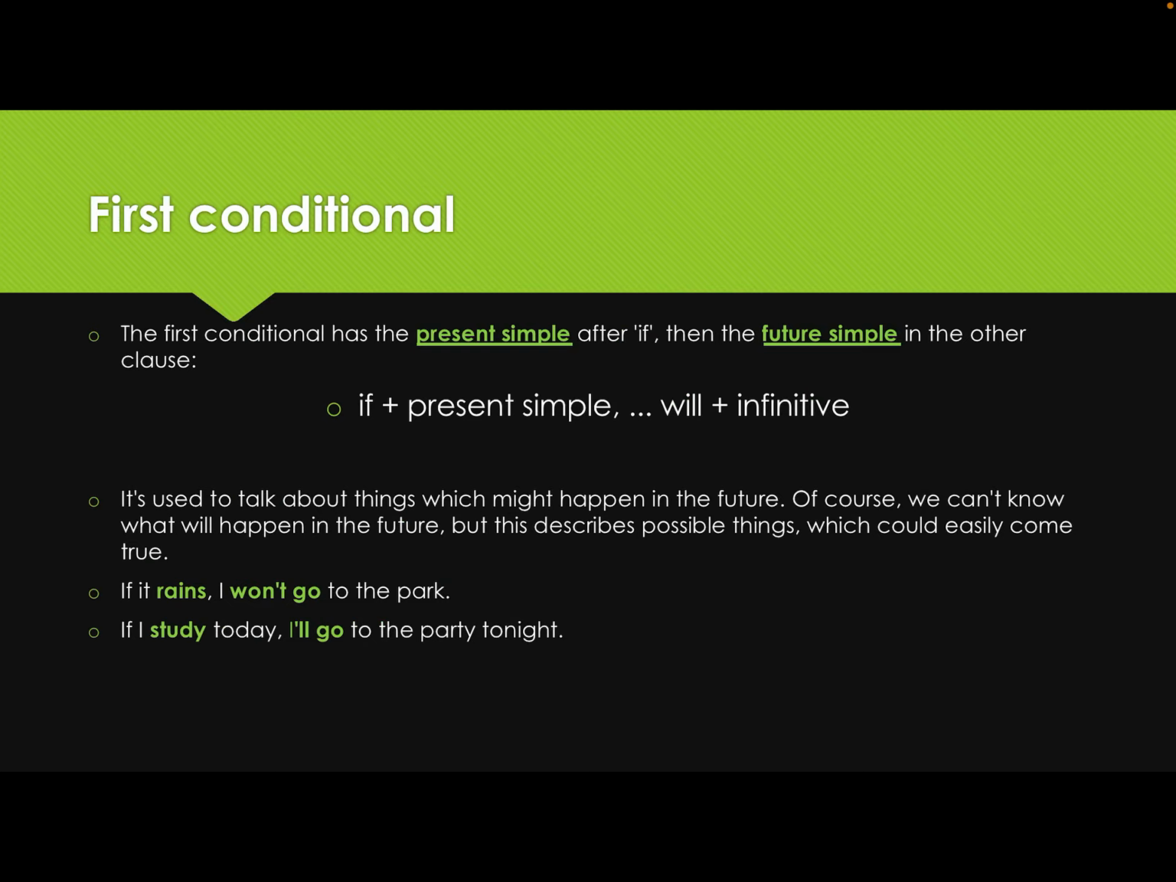Now we have some examples. If it rains, I won't go to the park. We can see that it can rain. Rain is something that is very plausible to happen, but we are not sure that it will rain. But if it does, we will not be going to the park. Then we have another example. If I study today, I'll go to the party tomorrow.